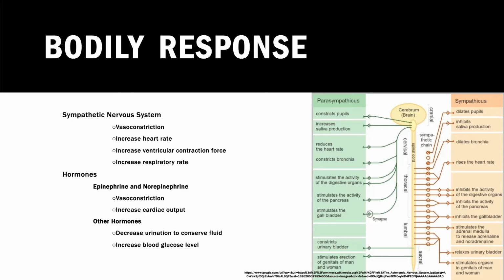As we mentioned, epinephrine and norepinephrine are involved and help in vasoconstriction and increasing cardiac output. Other hormones, in addition to helping in the ways previously mentioned, also decrease urination to conserve fluid and increase blood glucose level. Now, I've been mentioning compensatory, which in this case means to maintain a near normal blood pressure and level of perfusion to crucial organs. We also have decompensatory, which is where bodily mechanisms are unable to maintain this near normal blood pressure and level of perfusion to crucial organs.